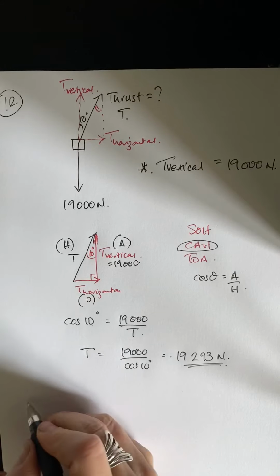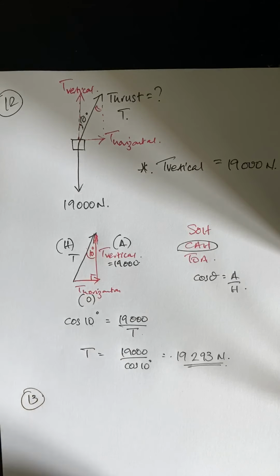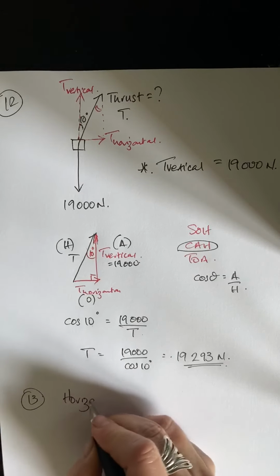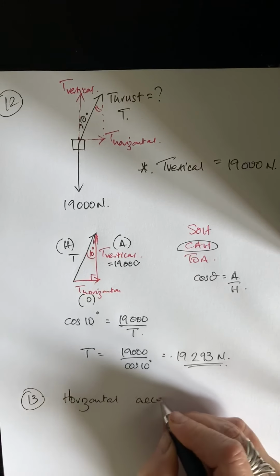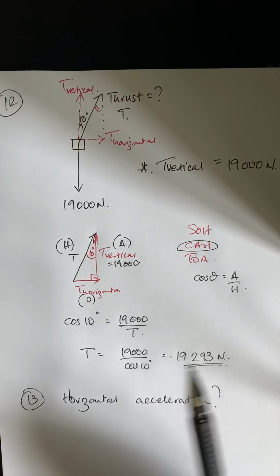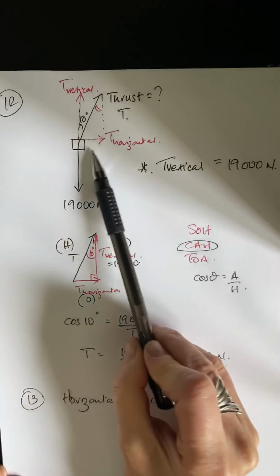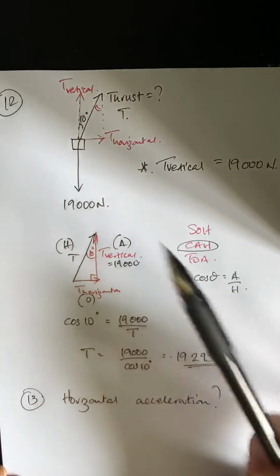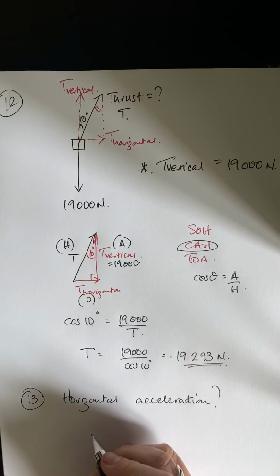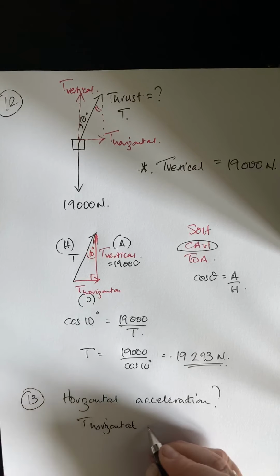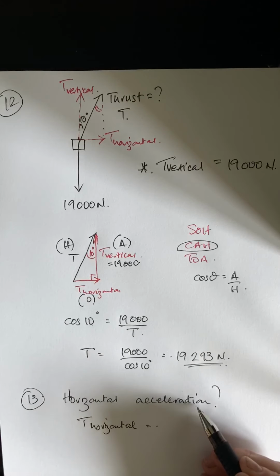Then when you come to number 13, actually, number 13 is moving on from this one. Now you need to calculate the horizontal acceleration. If there is an acceleration, there must be a resultant force horizontally. The resultant force is the horizontal component of the thrust. So if you can now work out what T horizontal is, then you can use that.